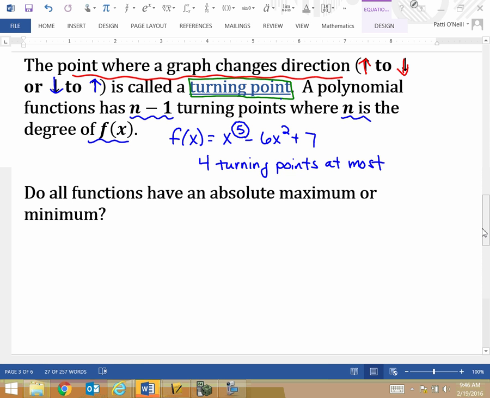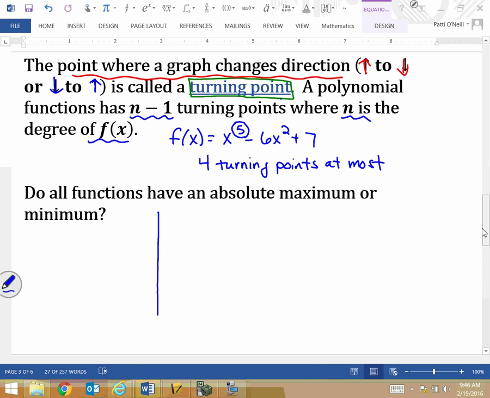The next question I want to ask you is this one that's on the screen. Do all functions have an absolute maximum or a minimum? Think about that for a second. Will every single function have an absolute maximum or a minimum? We said an absolute maximum or a minimum occurs when we have an absolute greatest y value or smallest y value occurring on a graph. I want you to think about that for a second. Maybe sketch something that would or wouldn't prove this.